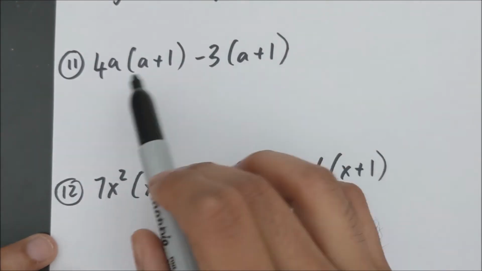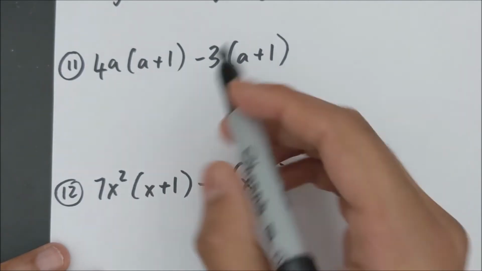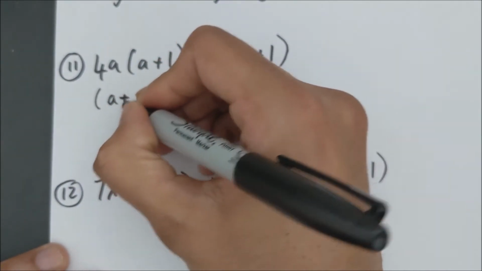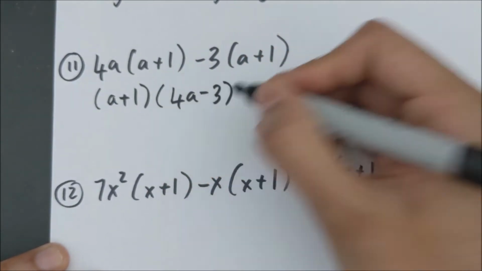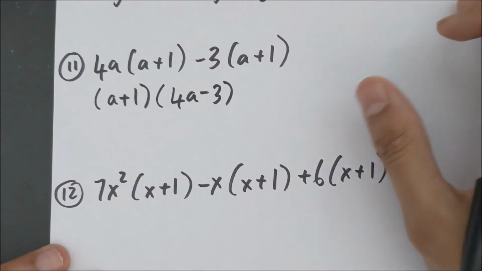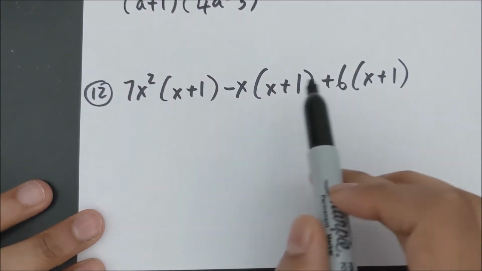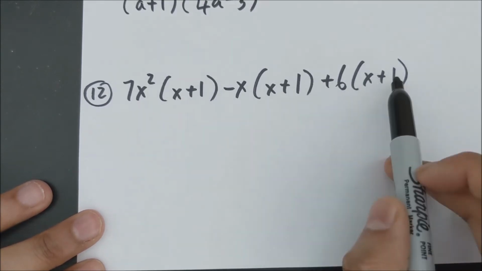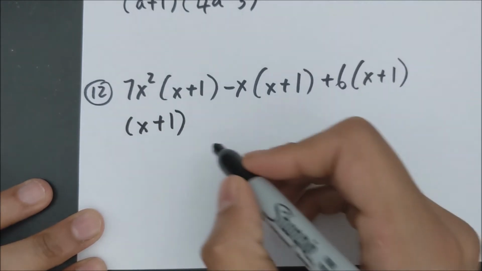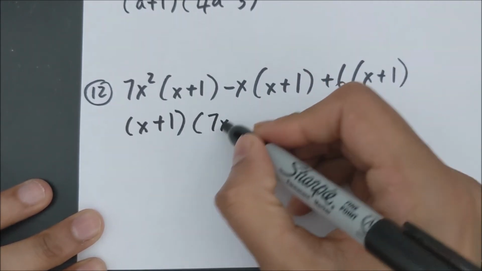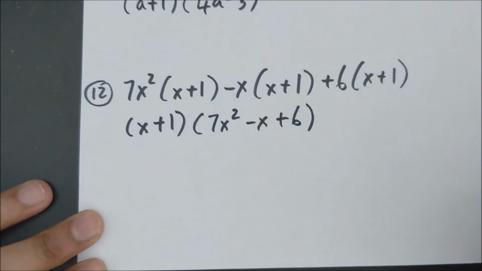For number 11, I know you're tempted to maybe expand, but if you notice the brackets are exactly the same, so it's just the middle step of decomposition where I take a plus 1 out common and I'm left with the final factored solution in one step. Same thing with number 12. All the three brackets are x plus 1s, so don't expand. Just take out a common factor of x plus 1 and you're left with 7x squared minus x plus 6.